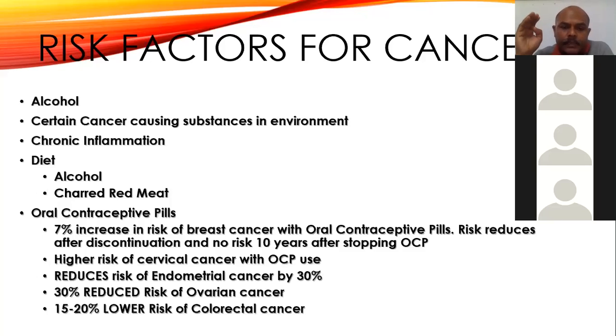Oral contraceptive pills cause a 7% increase in risk of breast cancer. The risk reduces 10 years after stopping oral contraceptive pills. It also increases the risk of cervical cancer. The advantages are also there: apart from being a contraceptive, it reduces the risk of uterine or endometrial cancer by 30%. It reduces the risk of ovarian cancer and colorectal cancer. But there is a definite increase in risk of breast and cervical cancer. So be cautious when you're taking oral contraceptive pills.